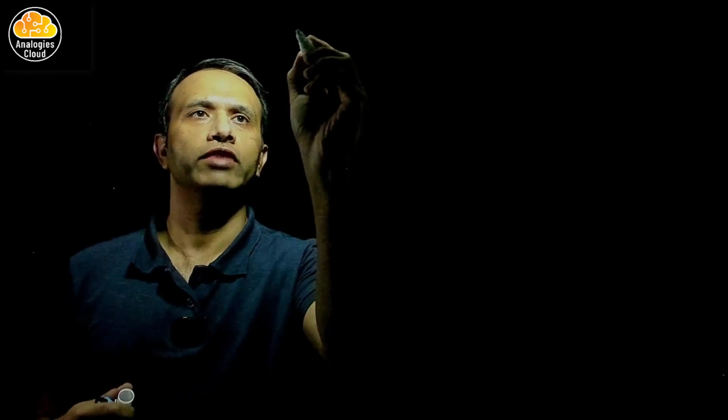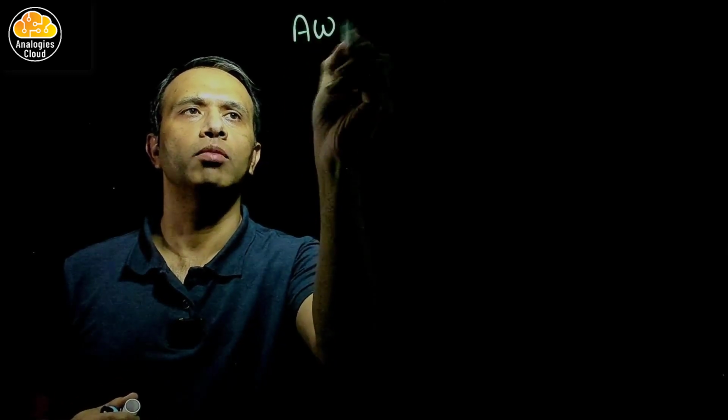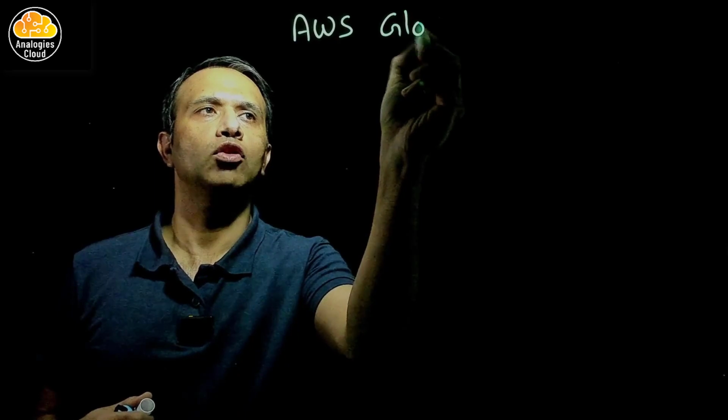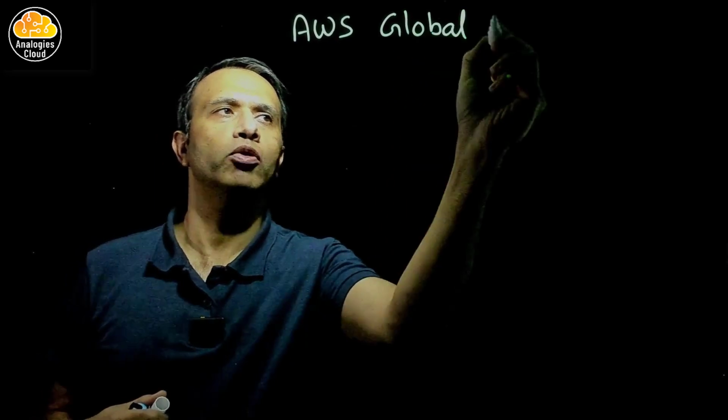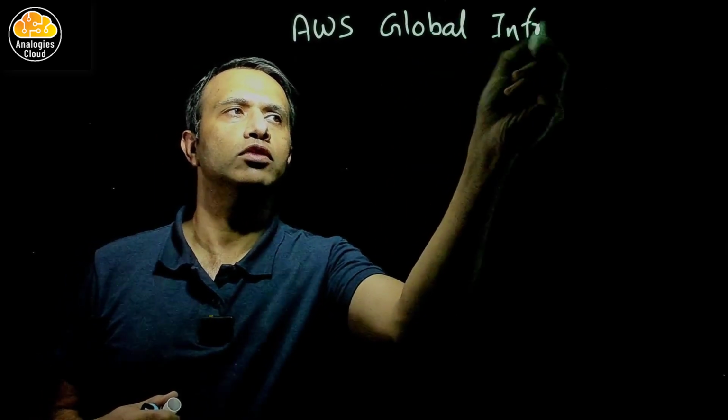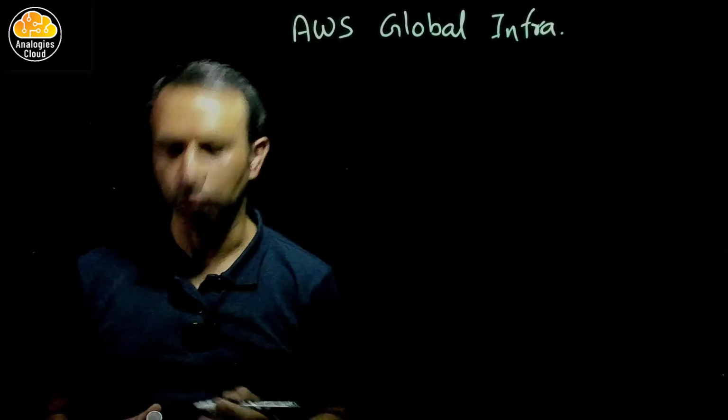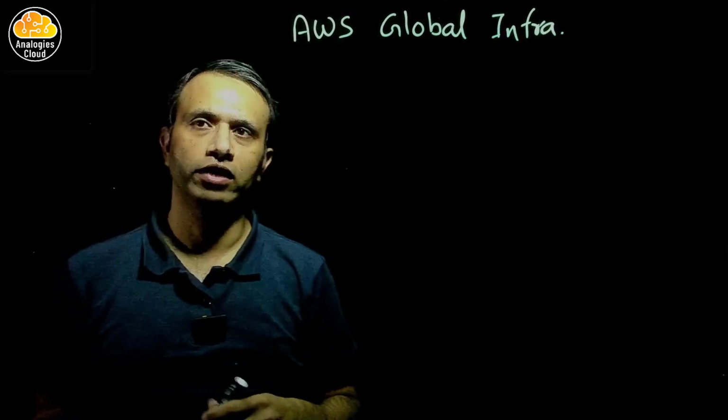Let's start understanding a very basic component of AWS Cloud, and that we refer to as AWS Global Infrastructure. This global infrastructure is the backbone on which all the services are delivered to you as a customer. What it is made up of, we will talk about that.